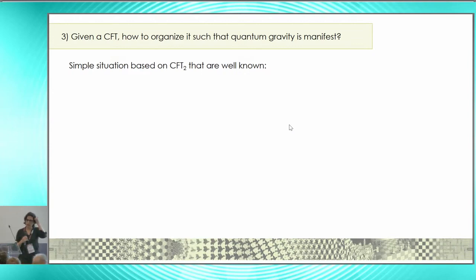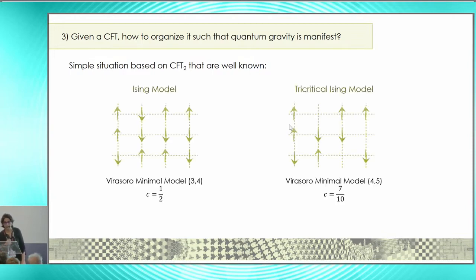Let's just pick as an example, this is old work that I've done, but I want to illustrate the point. Let's grab two CFTs that are well known, they're solvable, they're loved by condensed matter physicists. Let's pick the Ising model and the tricritical Ising model. The Ising model at the critical point is a CFT with central charge equal to 1/2.